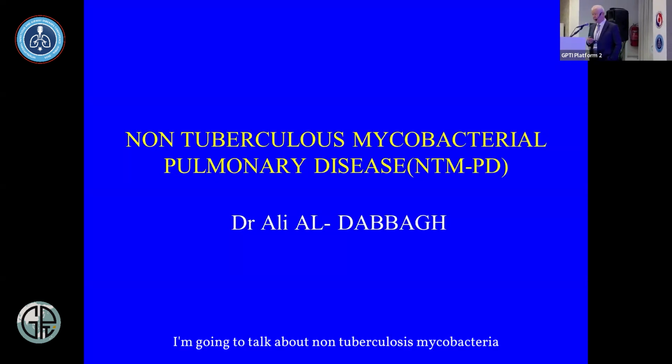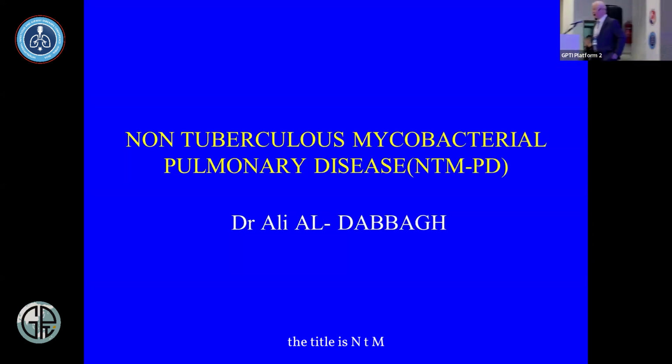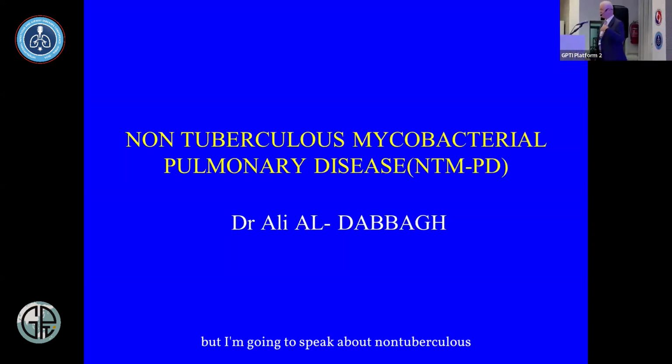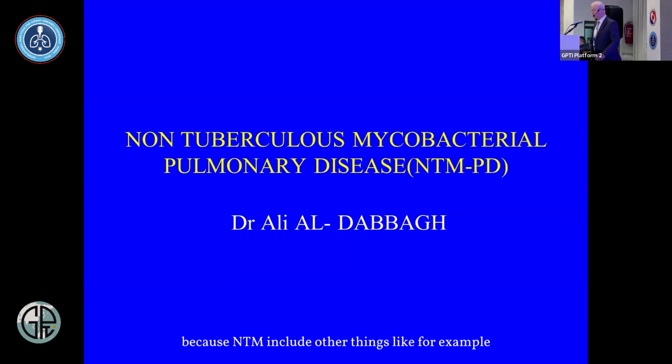I'm going to talk about non-tuberculous mycobacteria. The title is NTM, but I'm going to speak about non-tuberculous mycobacteria pulmonary disease, because NTM include other things like, for example, in HIV patients who have CD4 count less than 50, they can get disseminated mycobacteria, usually with MAC, Mycobacterium avium complex. You can have a skin disease like fish tank granuloma, that's mycobacterium as well. So I'm not covering any of those.